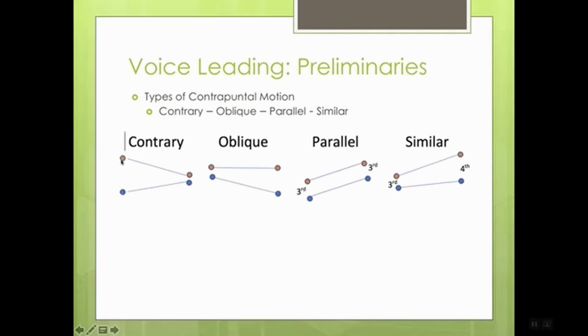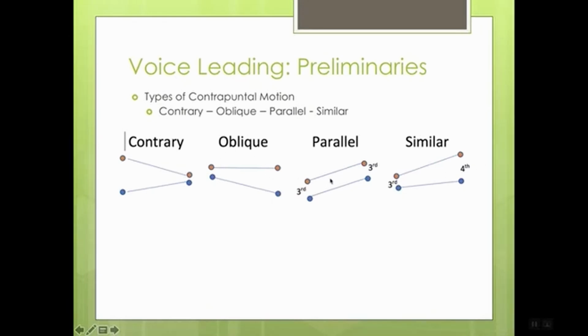So contrary is, let's say orange is the soprano and the blue is the bass. Or let's say orange is alto, blue is tenor. They're moving toward each other, contrary motion. If the alto is staying at the same pitch, but the tenor is moving relative to it, so smaller interval, larger interval, that's called oblique. One of them is staying the same.